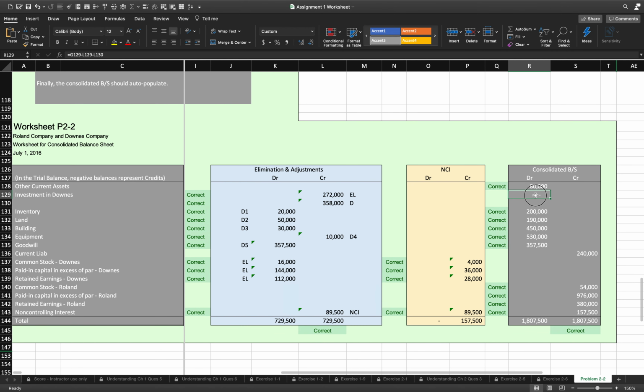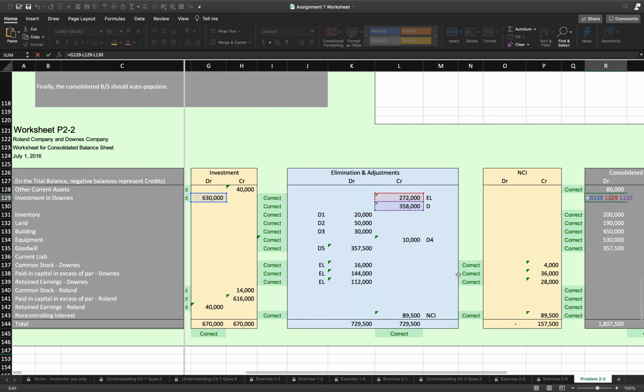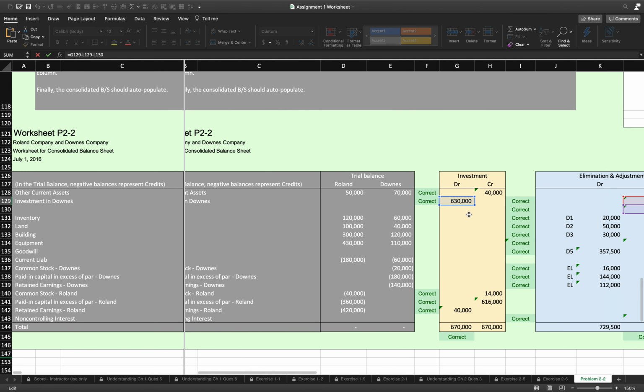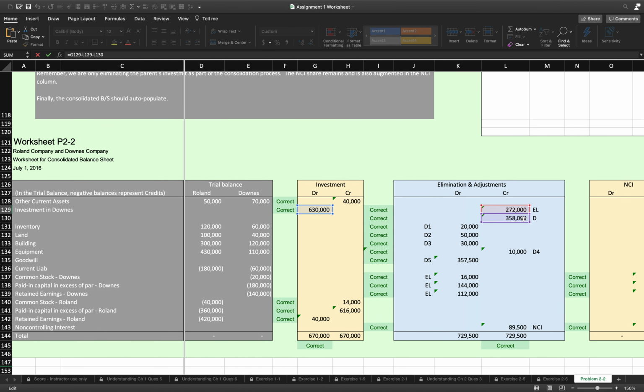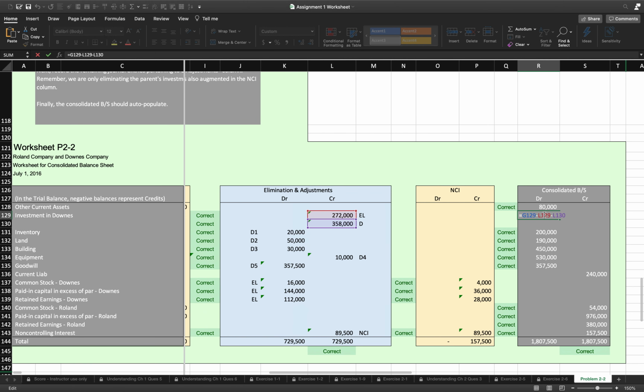What happens to the investment account? Well, the investment, if you recall, was purchased for 630,000 in Downs, and we dealt with those two items here. We eliminated it altogether, and the investment account is now zero. Why do we do this?